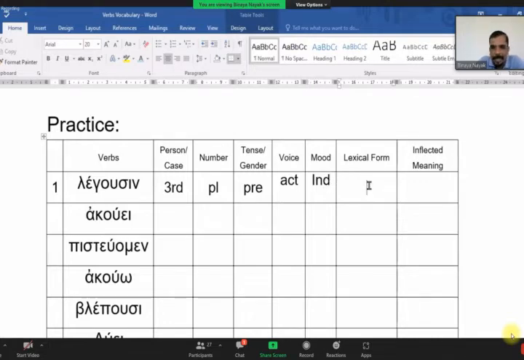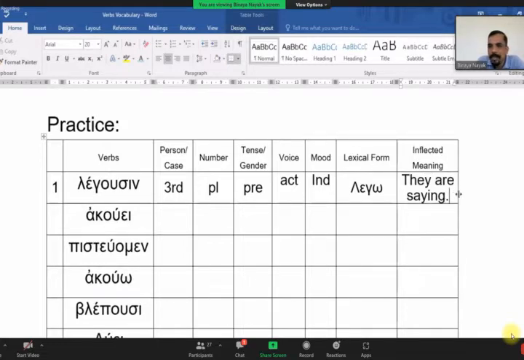And what would be the lexical form? Lego. I'm not good at typing, so I'll try. Is it the lexical form? Yes, I say. The lexical meaning is I say, but the inflected meaning, you have to say third person plural. So they say, they are saying.